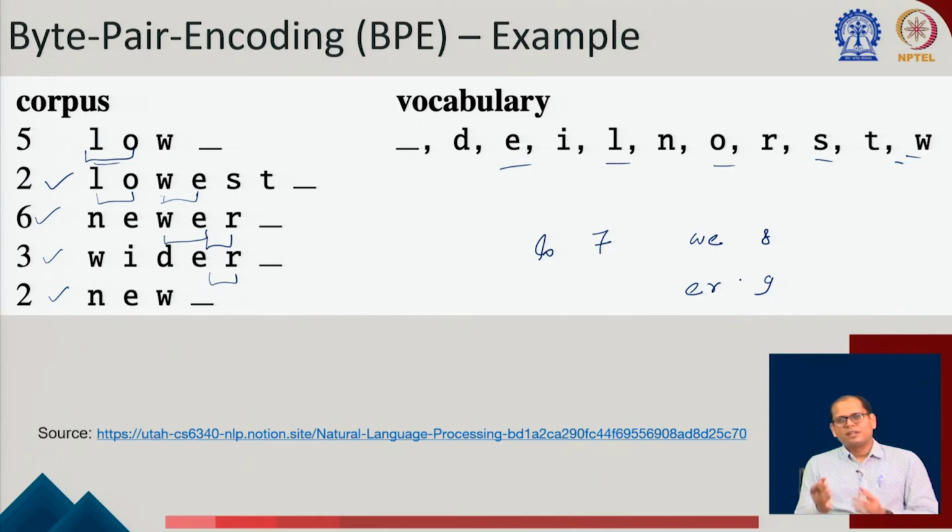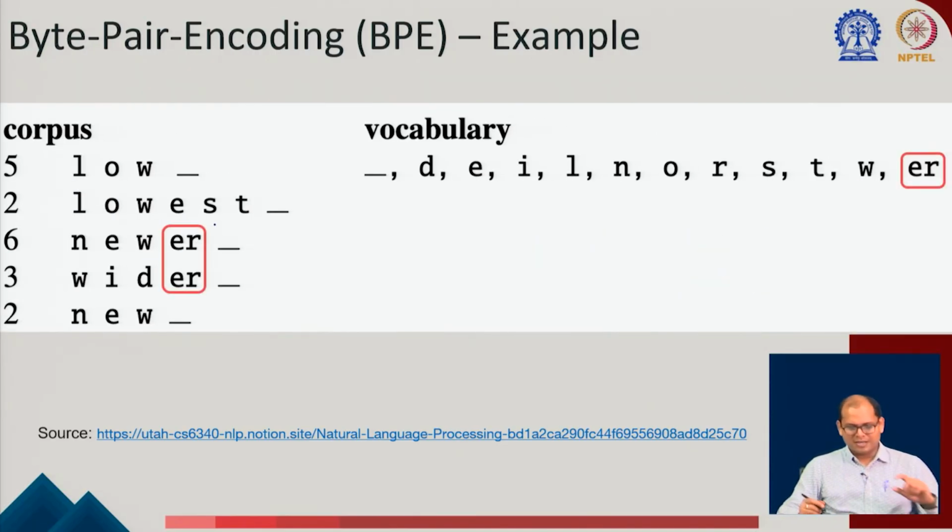So I found the two adjacent symbols that are the most frequent: ER. Why am I saying 9? Six times in newer and 3 times in wider, so 6 plus 3, 9 times. So I'll create a new token ER in my vocabulary, and I'll replace each ER by a single token ER. So they are now single tokens, and it's a new token in my vocabulary. And I keep doing that until I achieve my desired vocabulary.